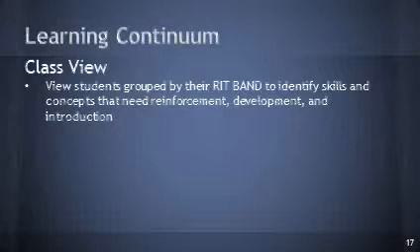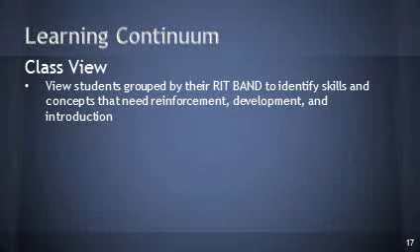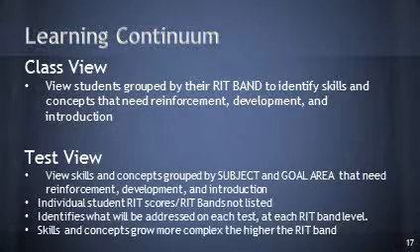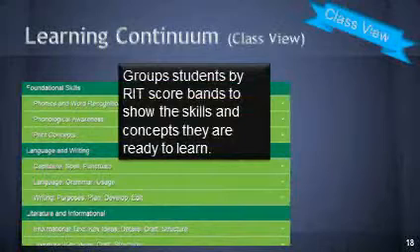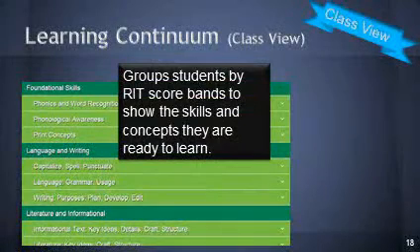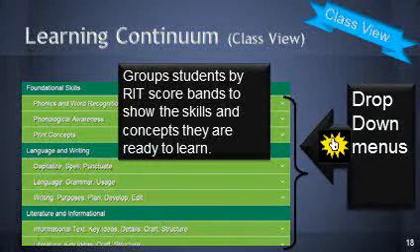As I mentioned earlier, the learning continuum is the same as the old Descartes, and you can look at it in a class view or a test view. Samples of these reports begin on page 6 of your reports book. So you see that it will group students by their wristbands to show the skills and concepts they are ready to learn. There are drop-down menus that allow you to get even more detail under each one of these strands.